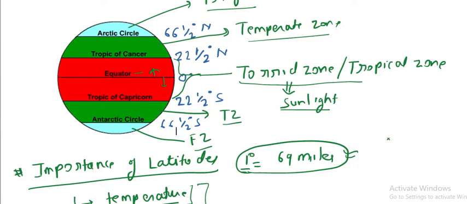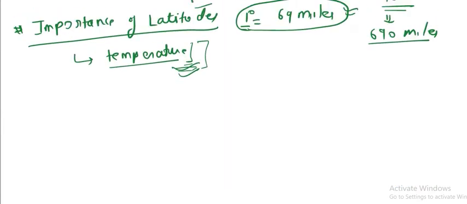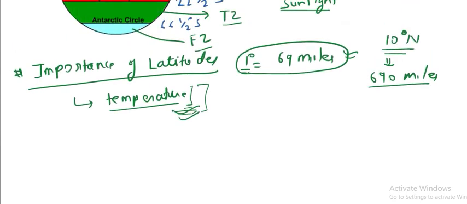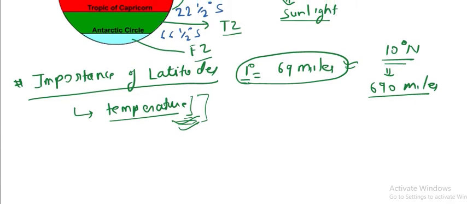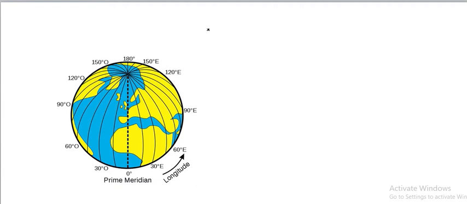If there is some place which is about 10 degrees north, we can say that it is about 690 miles away from the equator, right? So this is the importance of latitude. It helps us in determining the temperature as well as the distance of the place from the equator.